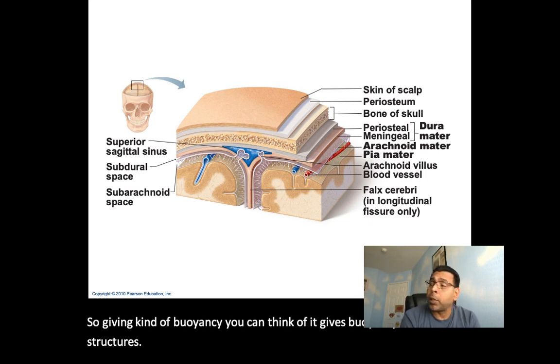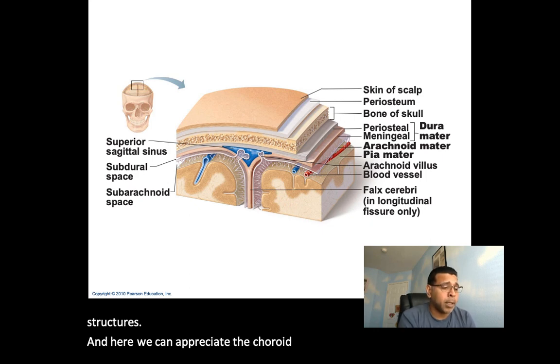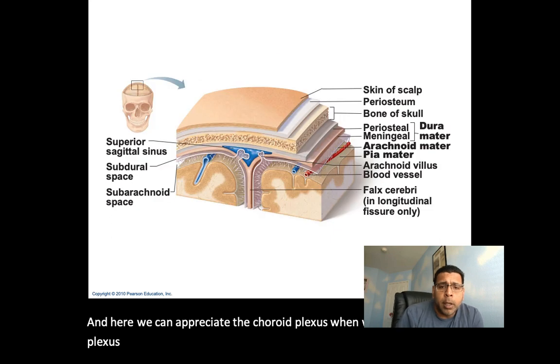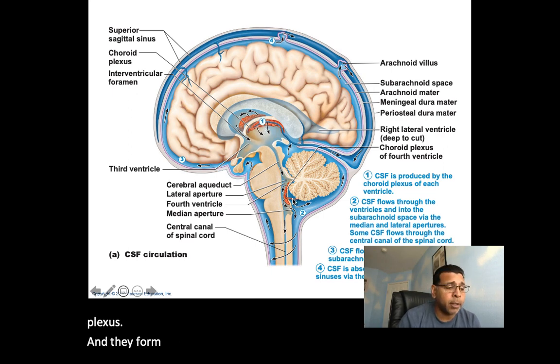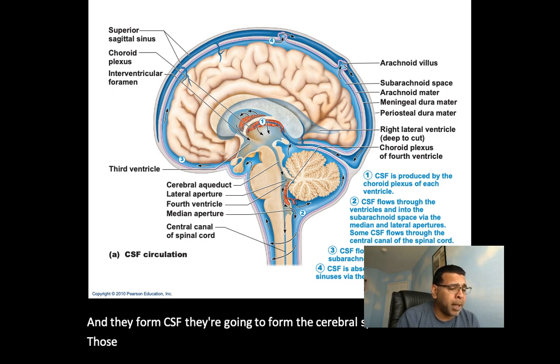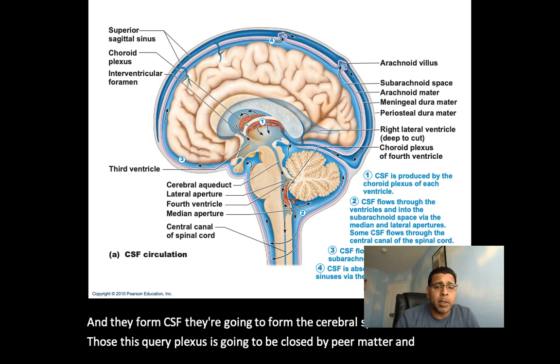Then here we can appreciate the choroid plexus. The choroid plexuses are going to be basically hanging from the roof of each ventricle, as you can see, and they form CSF. They're going to form the cerebral spinal fluid. Those choroid plexuses are going to be enclosed by pia mater, and then a layer of ependymal cells.